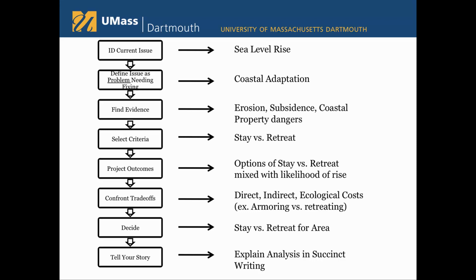So my outcomes would be, look, if you stay and you're in a really low-lying area, right, I'd apply all of those criteria and I'd show an outcome. And then I'd say if you retreated, then the outcome would be this, and right? And that's pretty objective. You can see how we're really limiting the normative aspects of this right now. But that's kind of generally how you go about it in projecting the outcomes. Confronting the trade-offs, there'd be some direct, indirect, and ecological costs. Armoring versus retreating, for example.